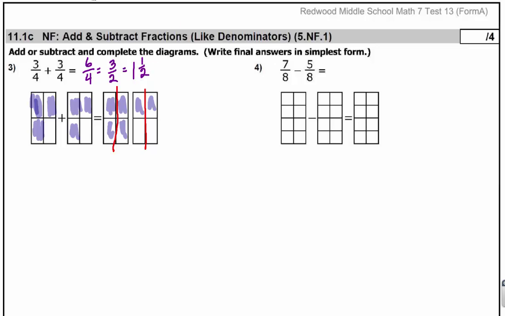Number 7. We have 7/8, 1, 2, 3, 4, 5, 6, and 7. And we are subtracting 5/8, 1, 2, 3, 4, 5. So we're going to take those out of that, 3, 4, 5. And that leaves us with 2/8. And that 2/8 can be simplified. I almost wrote the wrong thing. To 1/4. So our answers for 3 was 1 1/2. For 4 was 1/4.